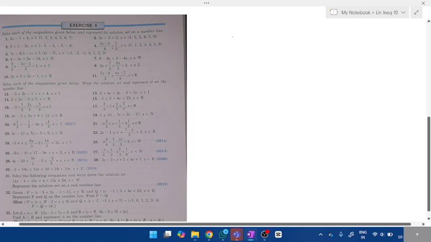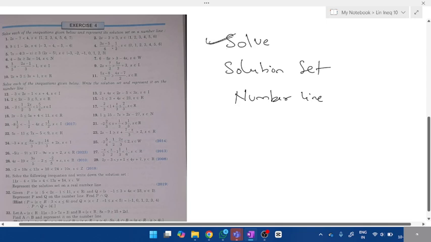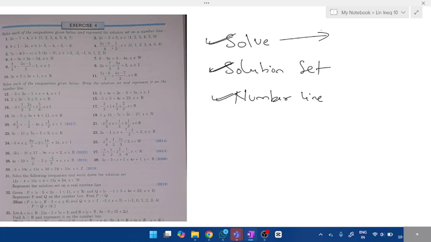Only three things to find. One, you have to solve the inequation. Second, you have to find the solution set. And the third, you have to plot it on the number line. This entire chapter is based only on these three things. To solve the inequation, know those rules. For division and multiplication by negative numbers, the sign will change.